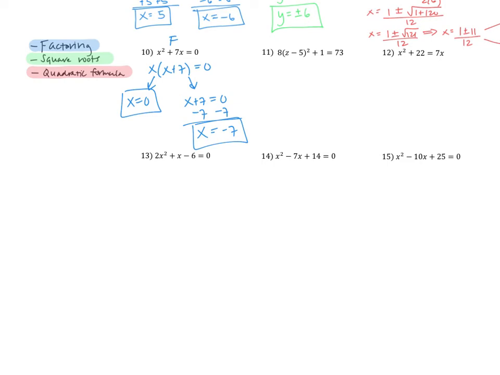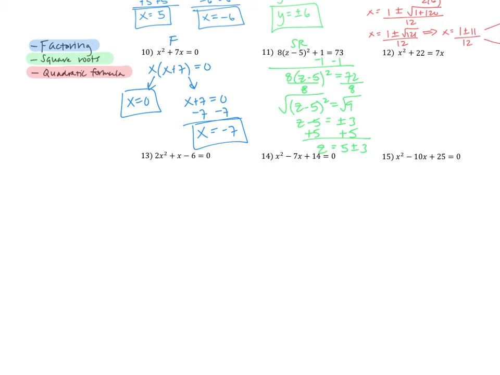Looking at our next problem, number 11. All right, I can see that I already have this kind of binomial squared. It's probably going to be best to do the square roots method. So I'm going to start off by subtracting 1 from both sides. So I have 8 times z minus 5 squared equals 72. I divide by 8, so that way I have z minus 5 squared equals 9. Take the square root of both sides, so I have z minus 5 equals plus or minus 3. So now when I add 5 to both sides, my answer for z will be 5 plus or minus 3. Remember that plus or minus goes along with the 3.